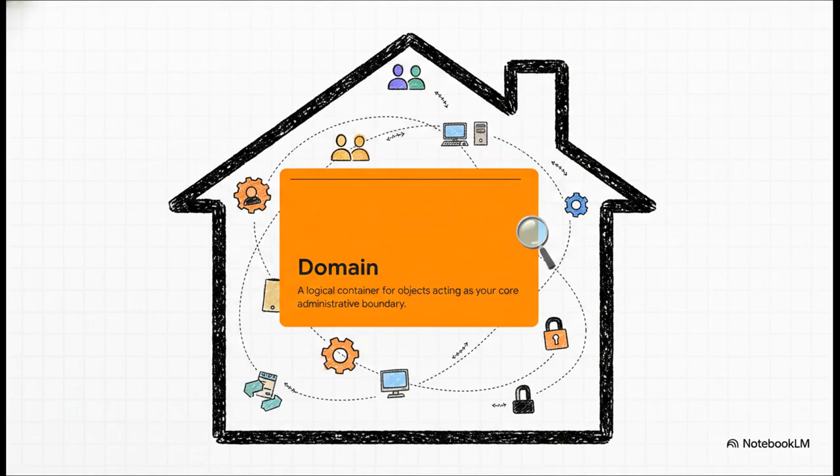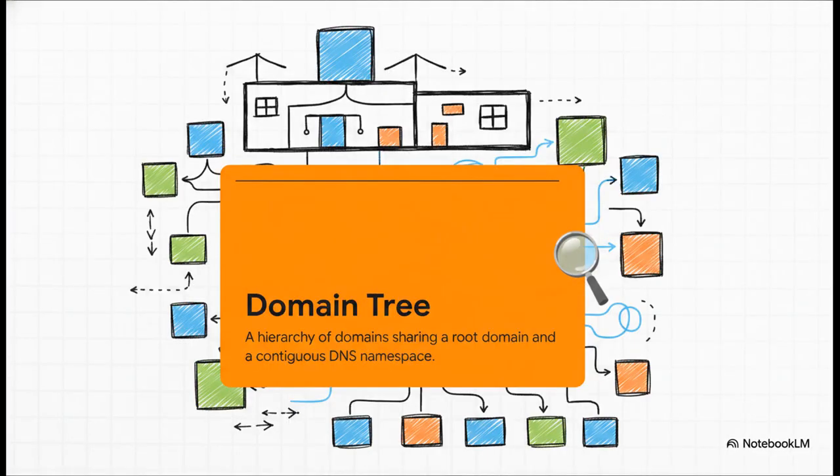Think of a domain like a single, isolated household. It serves as your core administrative boundary where your specific, local users and computers live and are managed. Now you can arrange those domains into parent-child relationships. A domain tree expands that single household into a contiguous family compound. It's a hierarchical collection where a parent domain and its children seamlessly share the same overarching family name, meaning their names flow together in a contiguous DNS namespace.